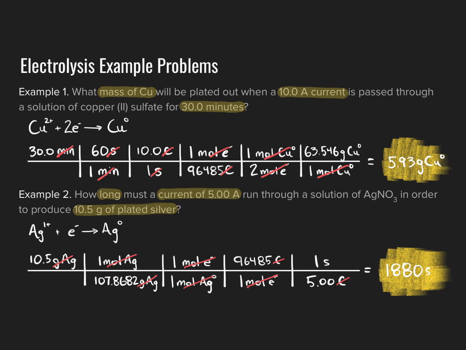So that means, therefore, if I ran this cell at an operating amperage of 5.00 amps for a time of 1,880 seconds, I could expect to see 10.5 grams of silver metal plated out onto the surface of the electrode within the system. All right, that is it for electrolysis.